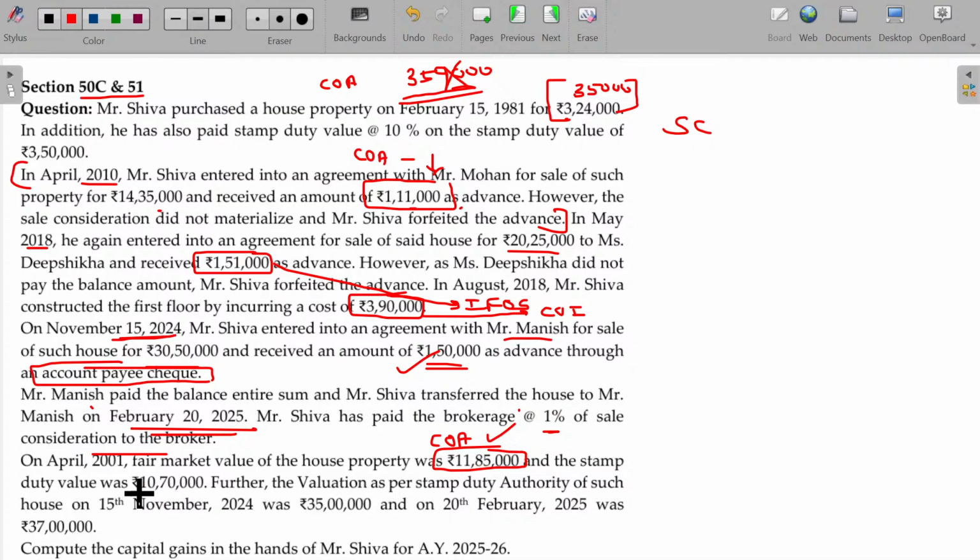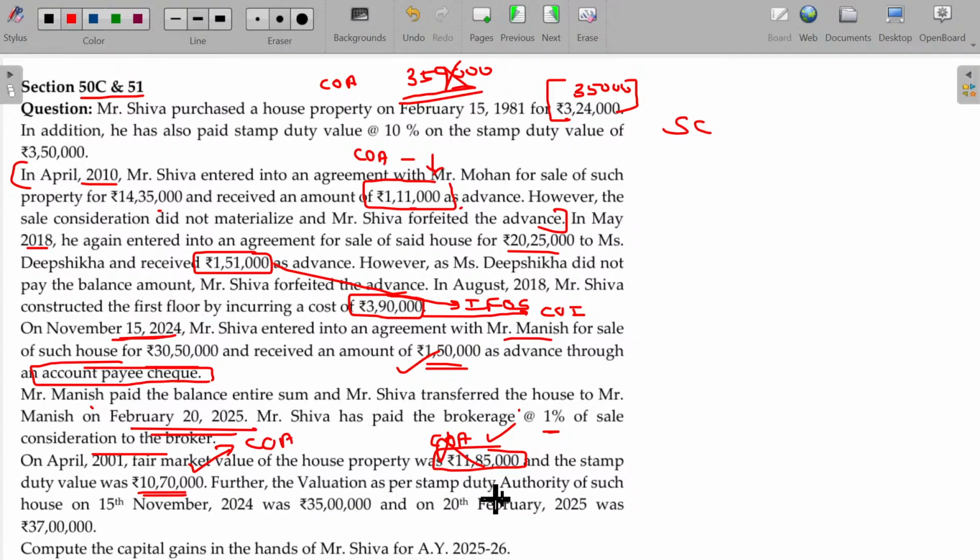Stamp duty value was 10,75,000. So while comparing, you have to compare stamp duty value or cost of acquisition, whichever is lower will be taken at the time of acquisition. At the time of sale, whichever is higher between the sale consideration and stamp duty value will be taken. In case of cost, whichever is lower will be taken; there, whichever is higher. So this is final, not this one. This is cost of acquisition.